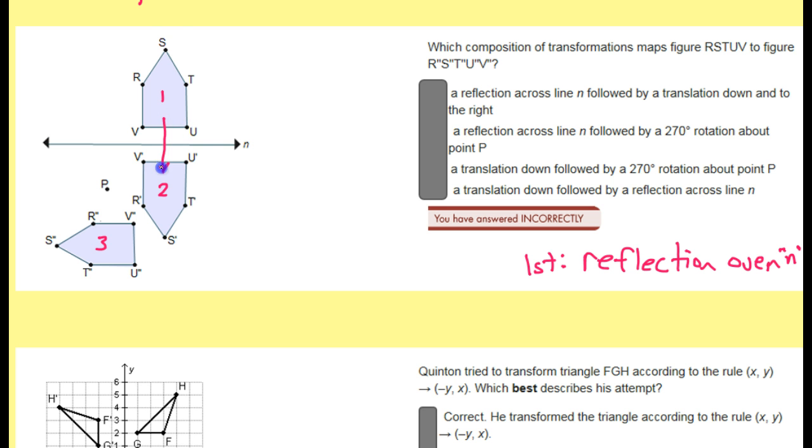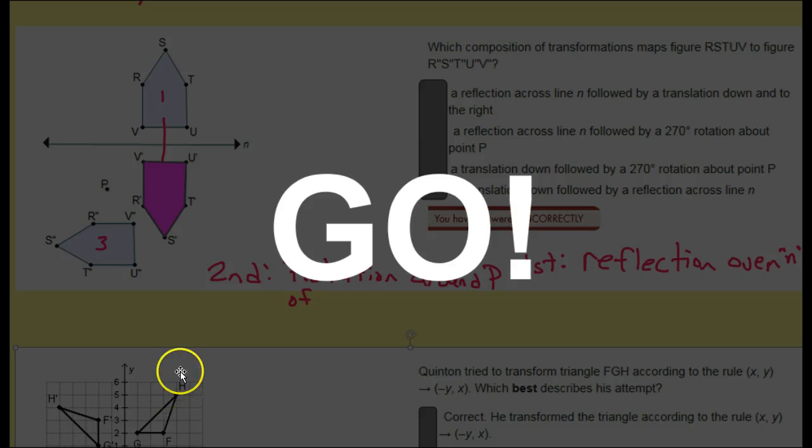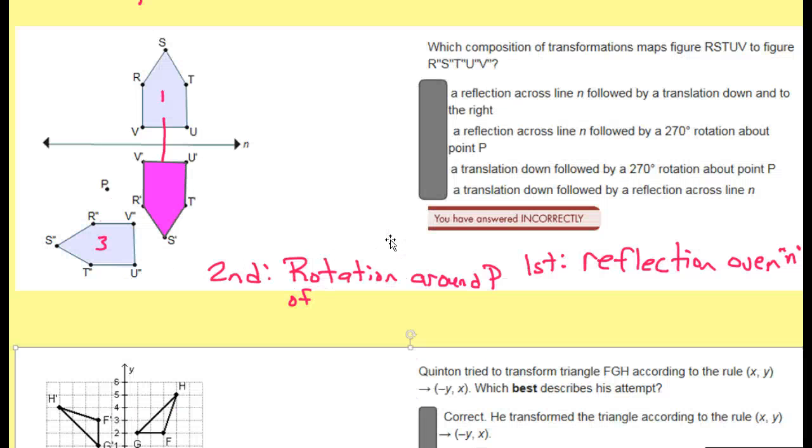Okay, so that gets us from here to here. Now, how do we go from figure 2 to figure 3? Alright, it's taking a really long time for the word go to go away, so I'm going to have to stop pausing this. Now, hopefully you can see that this is some type of a rotation around point P.